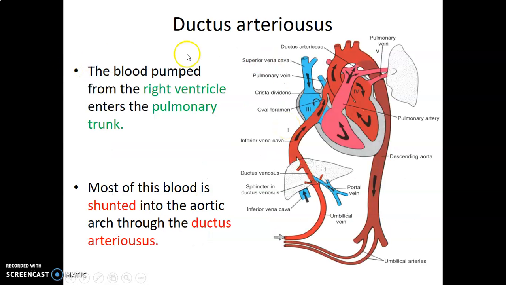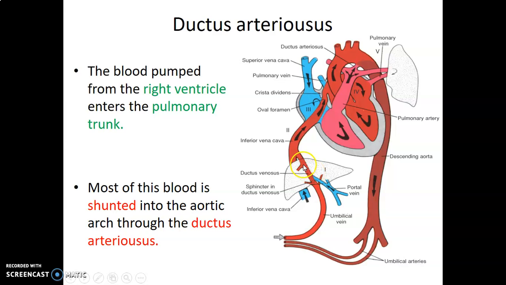So, ductus arteriosus. We've talked about ductus venosus: umbilical vein brings blood to the liver, and most of it through ductus venosus enters the inferior vena cava, which will carry the blood to the right atrium. But where is ductus arteriosus? Now, blood that enters the right atrium from the inferior vena cava, remember, umbilical vein is carrying oxygenated blood, so red is oxygenated blood.